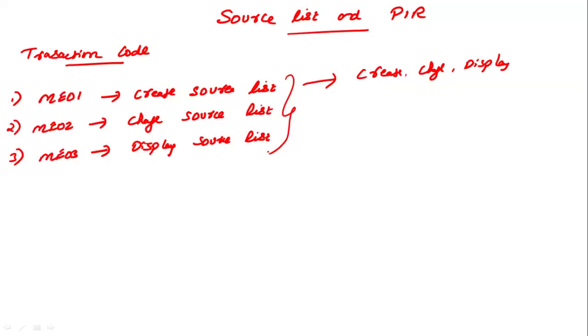Okay. Then coming to the second list of transaction codes for PIR, ME11 is to create. PIR is nothing but purchase info record.